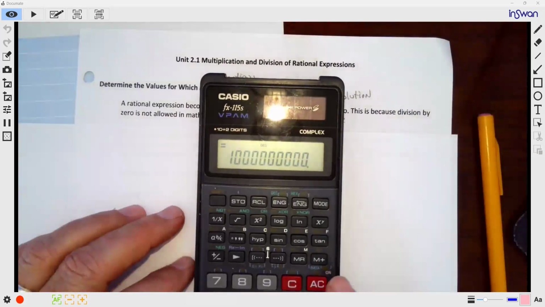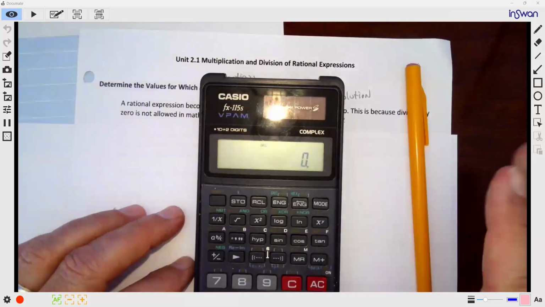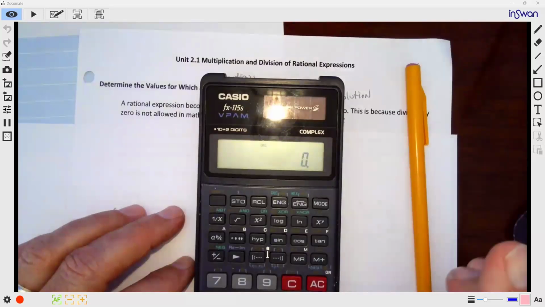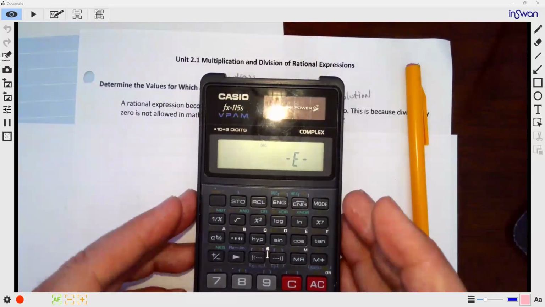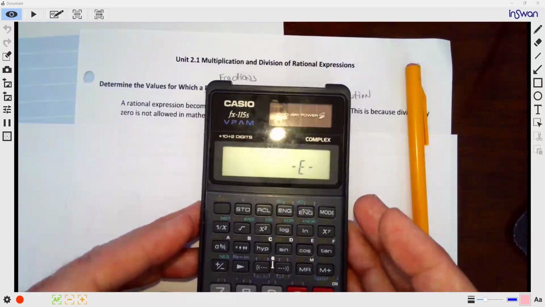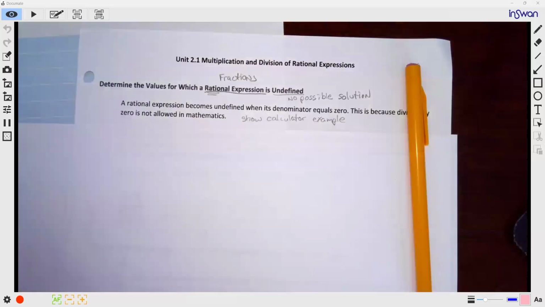So where a rational expression is undefined is any value that makes the denominator equal to zero. See what happens if I take 1 and divide it by, instead of a really, really small number, I try to divide it by 0. It throws an error. It does not exist. The answer is actually infinitely large, and there's no such number as infinity.